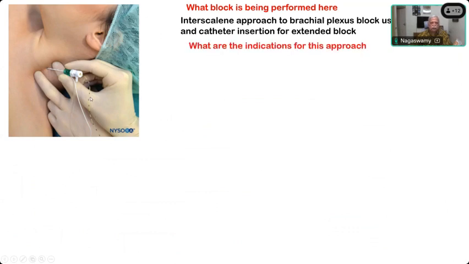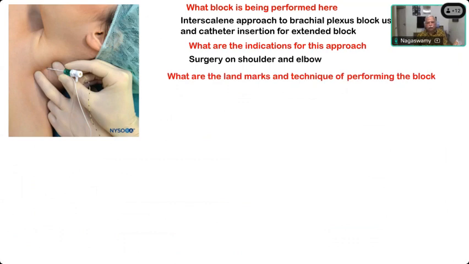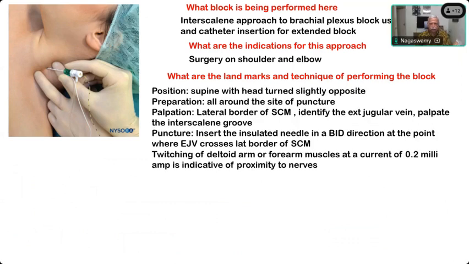Okay. What are the indications for this approach? Shoulder and upper limb surgeries. Very good. Surgery on shoulder and elbow. What are the landmarks and technique of performing this block? At the level of C6, between the anterior and middle scalene muscles, the interscalene groove. Position of the patient is supine with head turned slightly to the opposite side.